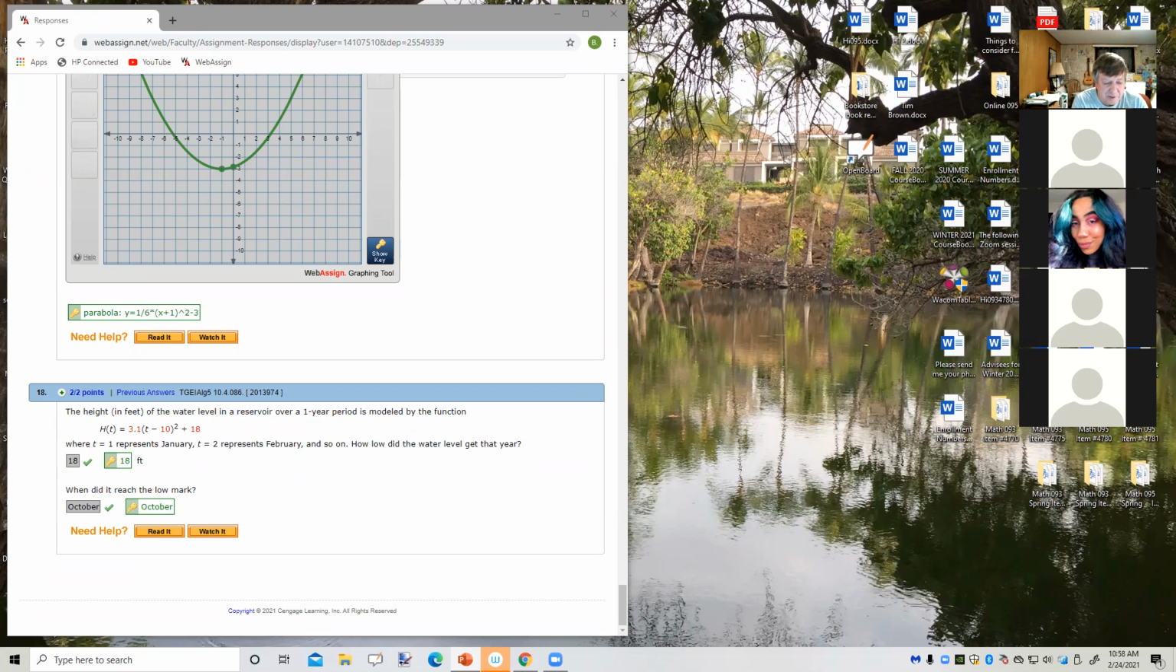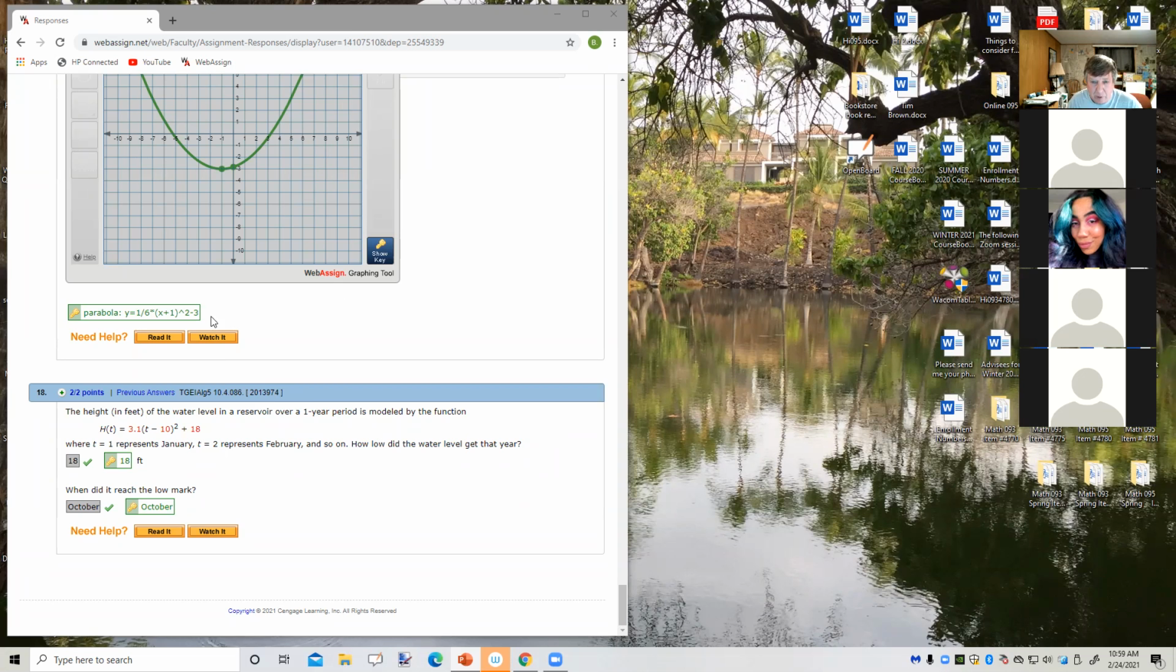Do you understand that part? Yeah. It said the height in feet of the water level in a reservoir. So h is the height in feet. So t is time in months, starting with January as t equals 1. Height in feet is h, the output. Okay? Now, it says, how low did the water level get that year? How low did the water level get?